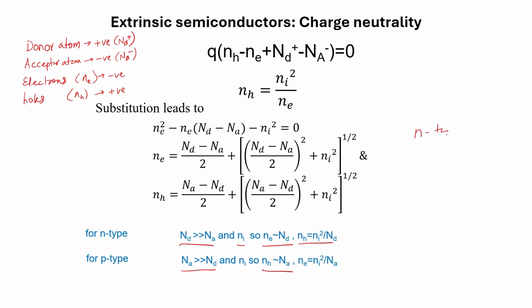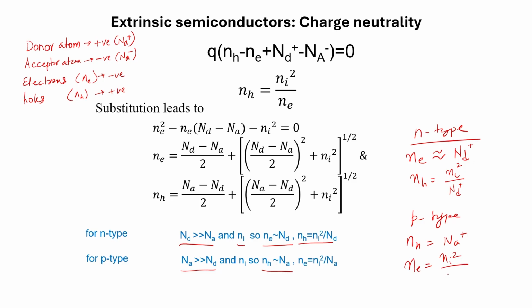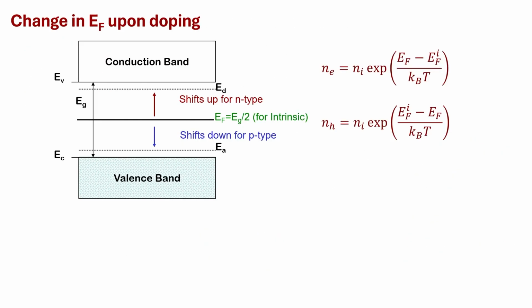For an n type, Ne is equal to Nd plus, let us say, all the ionized atoms, and Nh will be equal to Ni square divided by Nd. And for a p type, Nh is equal to Na minus and Ne will be equal to Ni square divided by Na. And here we can say Ne is much larger than Nh and here Ne is much smaller than Nh. So, these are two conclusions that we draw from these equations.